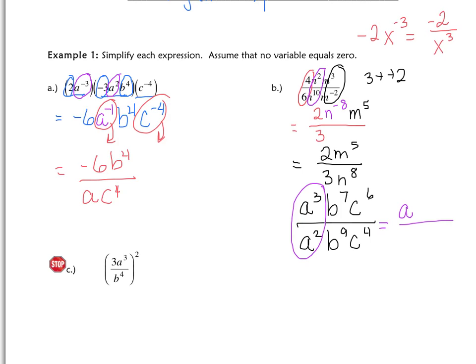So it's 3 minus 2, giving me a to the 1st. Do the same thing for the b's. Where's the power of b bigger? 9 is bigger than 7, so it's bigger on the bottom, and then you subtract. So it's 9 minus 7, giving us 2.